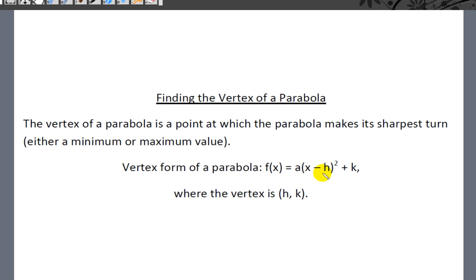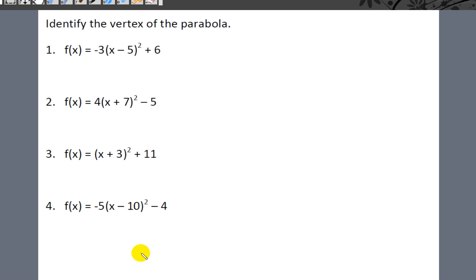This h here is going to horizontally shift the parent function, and this k on the outside will vertically shift that parent function x squared. Okay. So that's one way you can think about how to find this vertex. But let's look at some examples so you can see how this works.